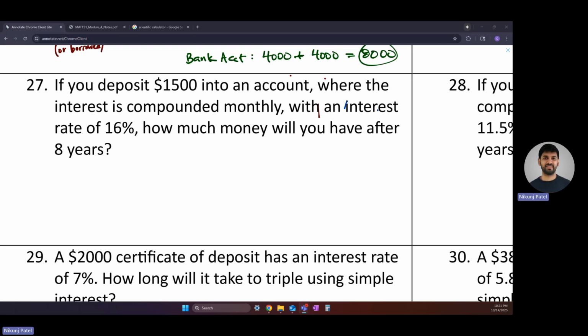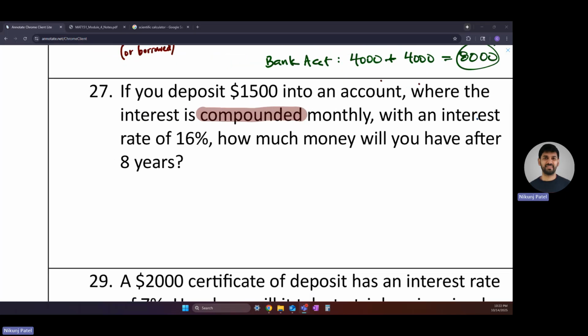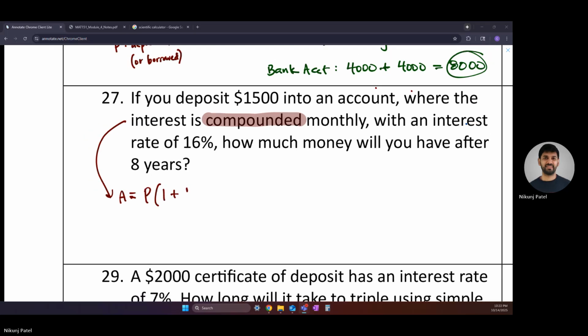Number 27 is a different kind of interest problem. It's talking about compounded monthly. So when you see compounded monthly, or just compounded interest in general, it uses a different formula, and that formula looks like this. A equals P times 1 plus R over N, to the power of N times T.